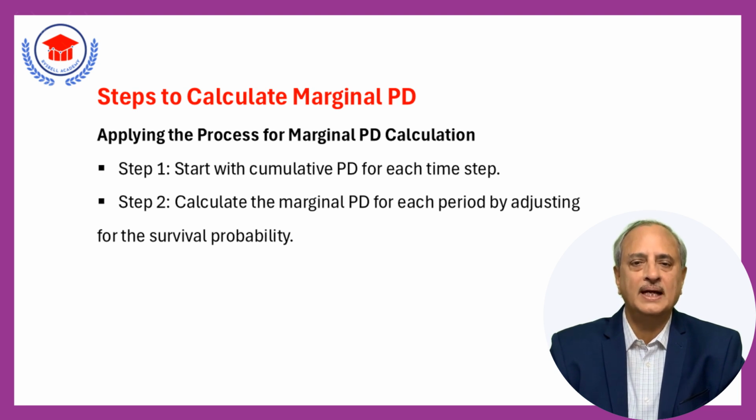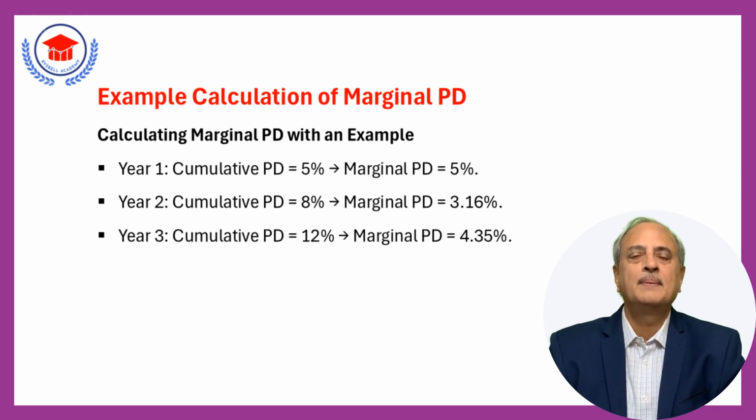To do this, look at how much the cumulative PD has increased compared to the previous step and adjust for the survival probability up to that point. By doing this step by step, you can determine the default probability for each individual period. Let's take a simple example.